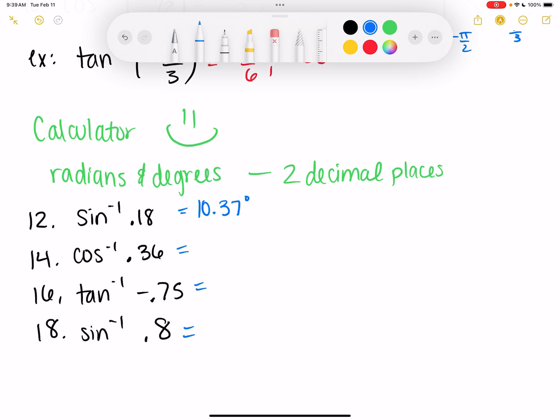Oh, I got that too, Zach. How did it do that? Whoa. Oh my goodness, it's 68.90. So make sure you put the degree symbol on them.